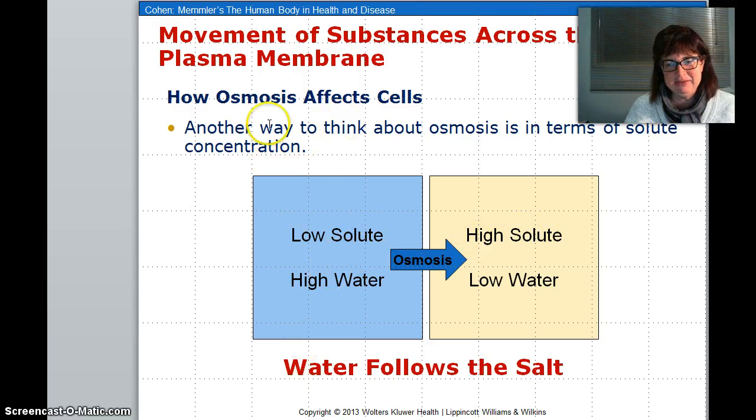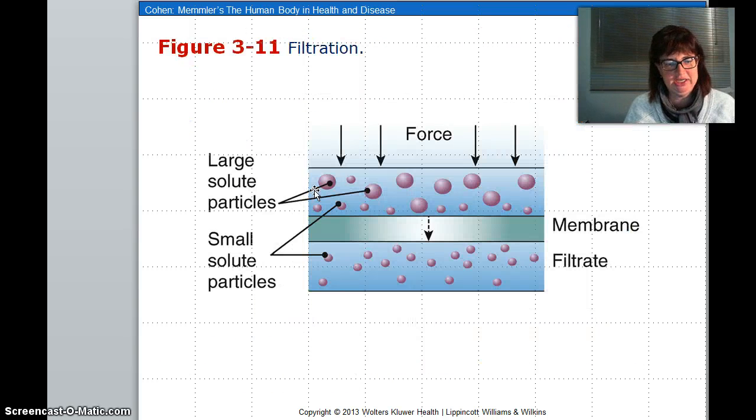What happens in most situations is the salt is pumped and then water moves to balance out the salt. We'll go into a little more detail on this. I have some videos up on hypertonic and hypotonic and blood cells, and we'll look at that. But when you think of osmosis, think about it in terms of the concentration gradient.